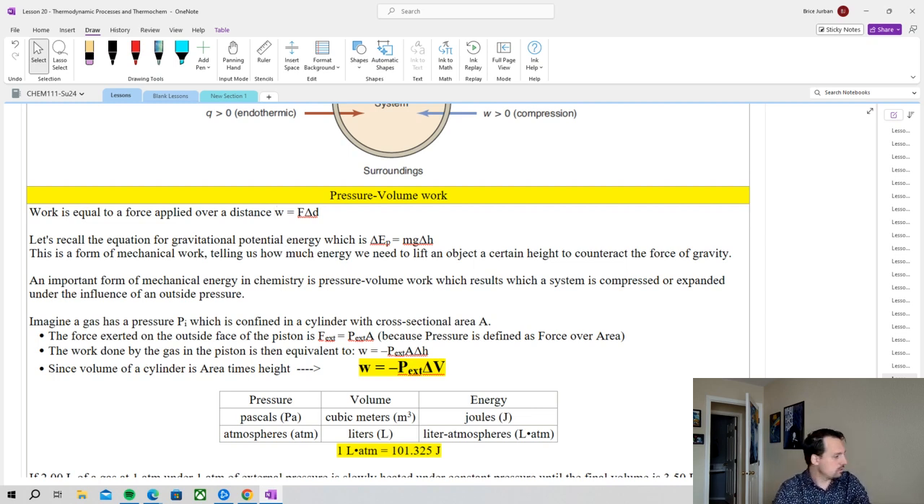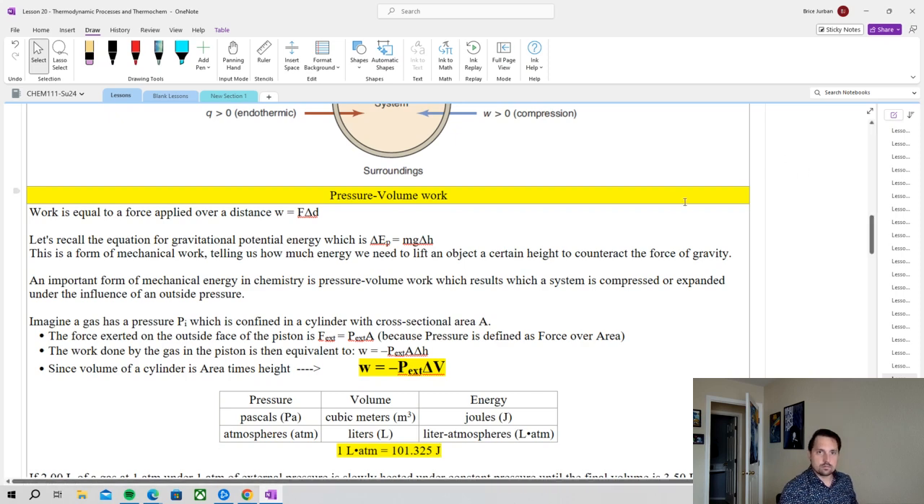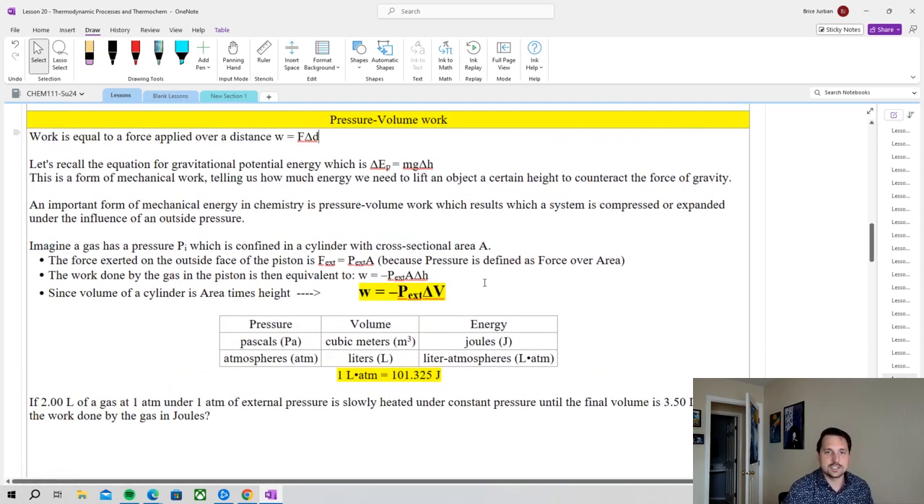Oops, what happened to my mouse? Okay, there it goes. I lost my mouse for a second.